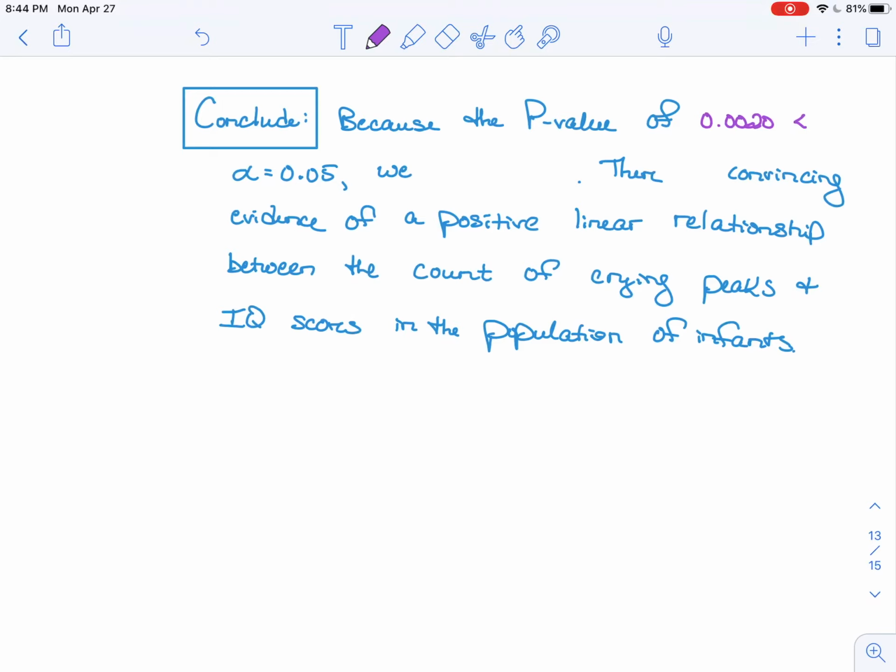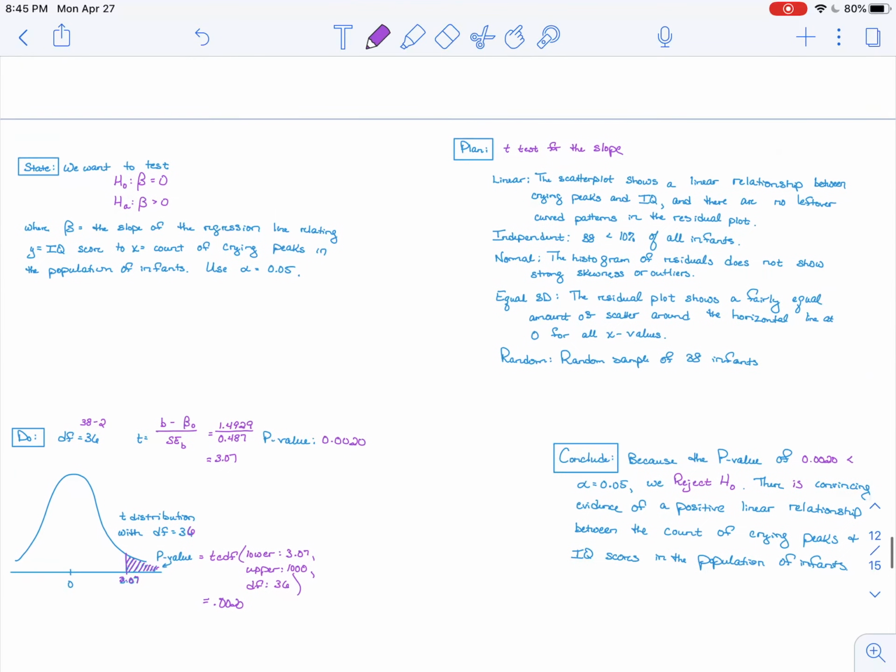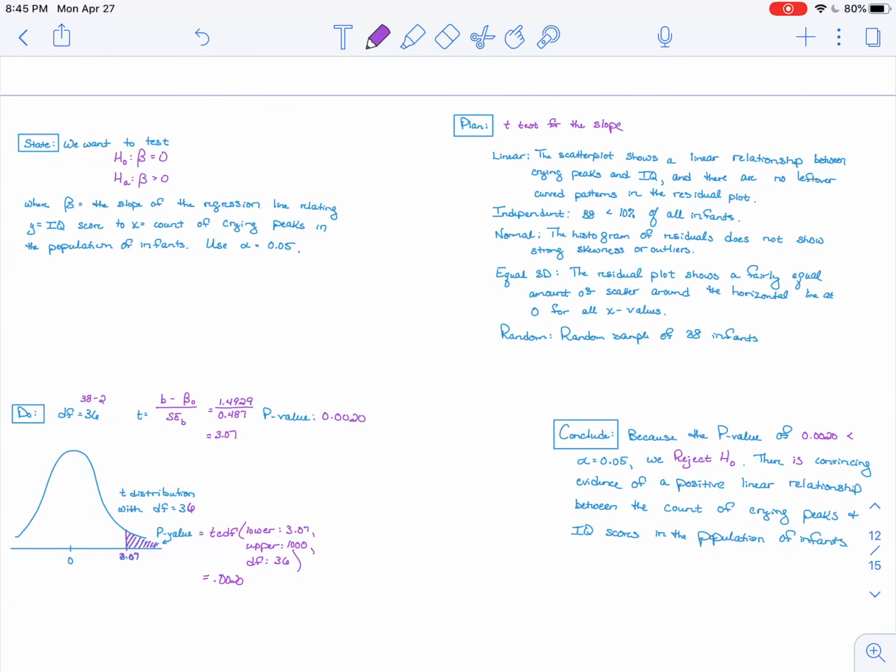Because 0.0020 is less than our stated level of significance, we're basically saying we were assuming the null hypothesis is true, we got this value, and it is really unusual. This is the probability of getting that test statistic or something even higher, so we're going to reject the null because it's more likely that it was just not a true thing to be assuming in the start. So there is convincing evidence that there's a positive linear relationship between these x and y values, between the crying peaks and the IQ scores in the population of infants.